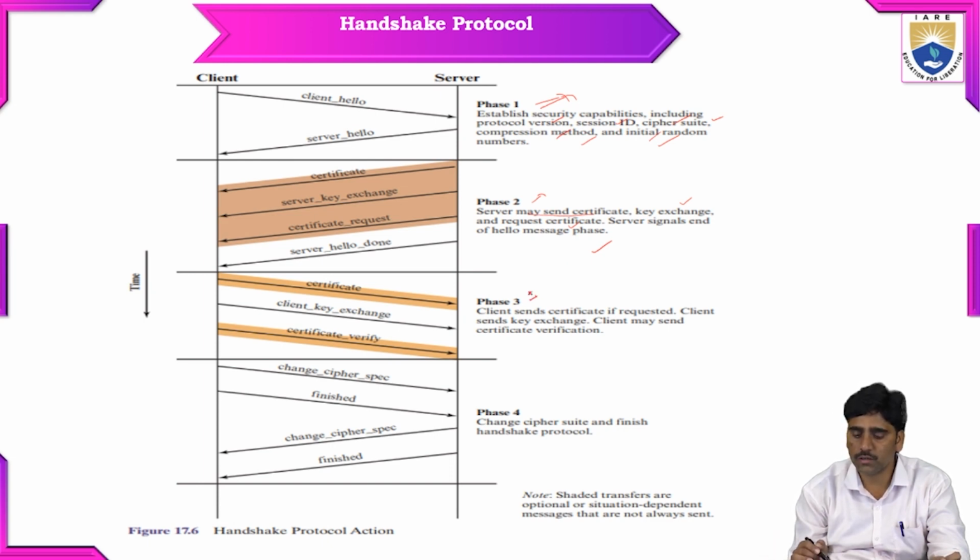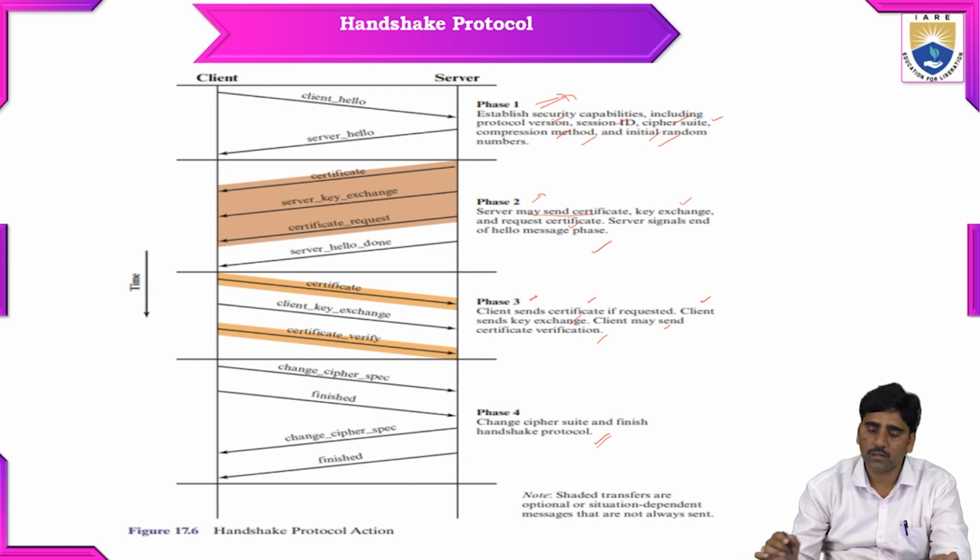And the third phase is the client certificate exchange. The client sends a certificate if requested, the client sends key exchange, and the client may send certificate verification also. And the fourth phase is change cipher suite and finishing the handshake protocol.